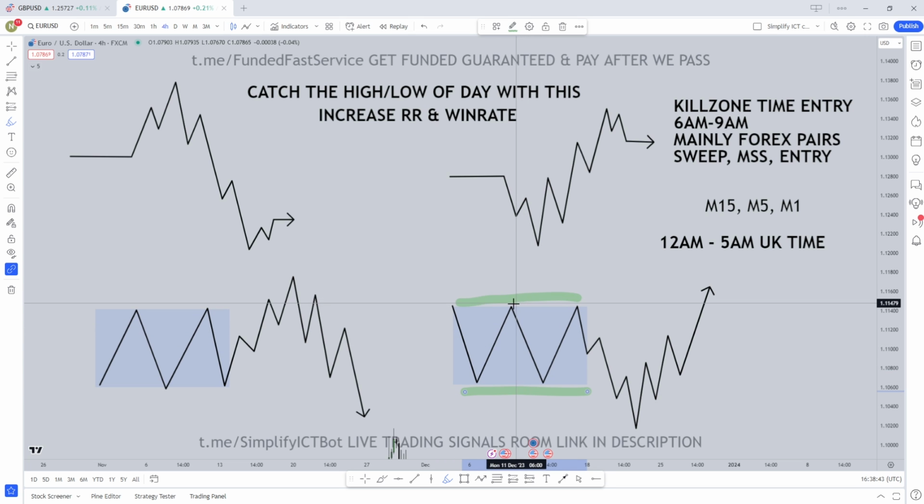Remember, we don't need to overcomplicate these ICT concepts. I see a lot of people online overcomplicating all of these different ICT terms. All you have to do is stick to the basics and keep your charts clean. Now, as you can see, price has made a buildup of liquidity right here.